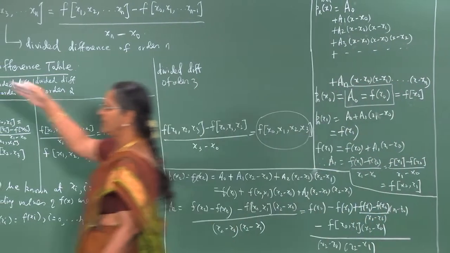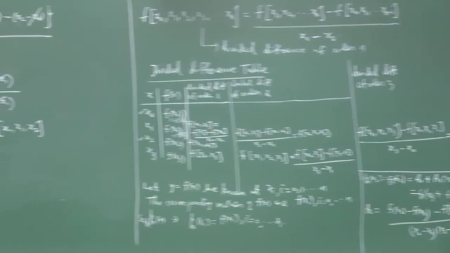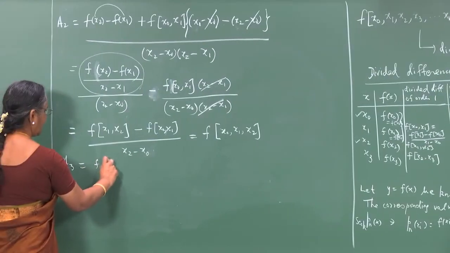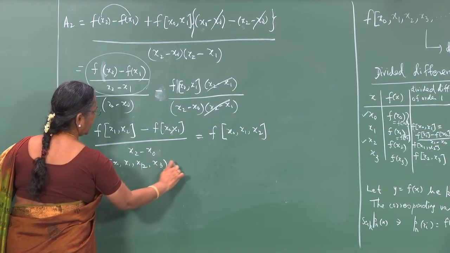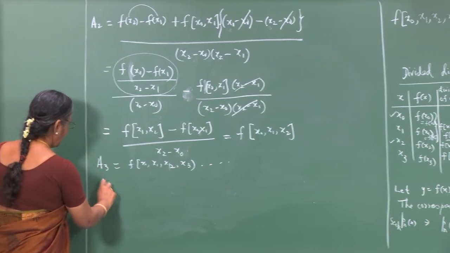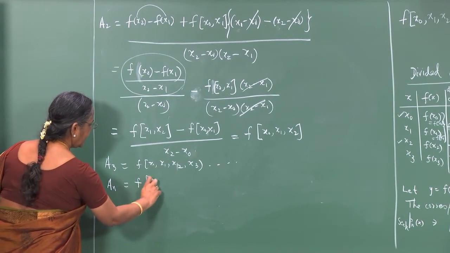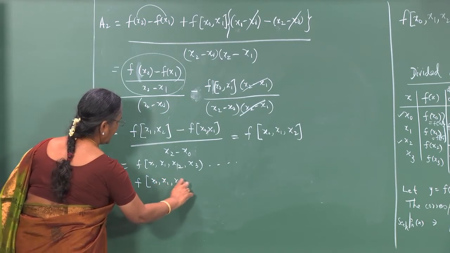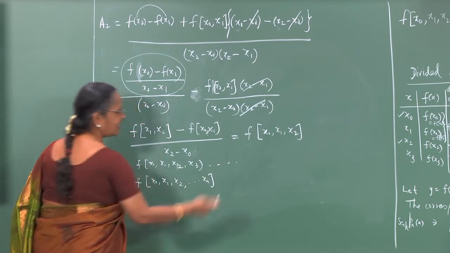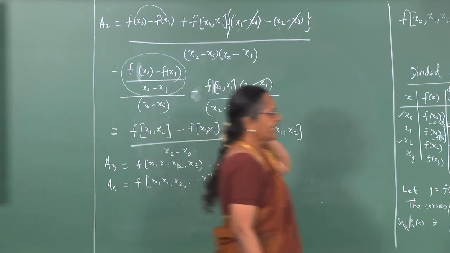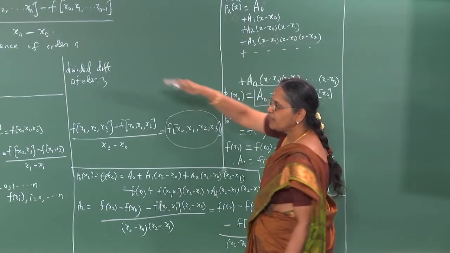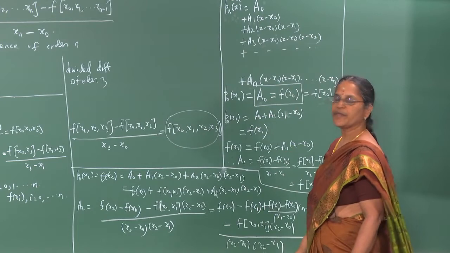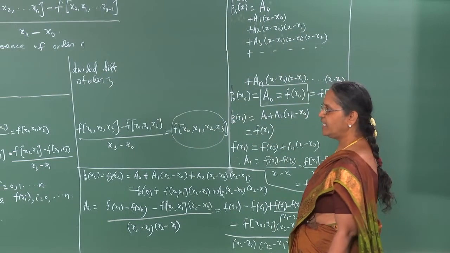So, following in the same way, we can show that A3 will be the third order divided difference f of x0 x1 x2 x3, and if I continue this way, one can show that An is the nth order divided difference f of x0 x1 x2 etc. xn. So, which means that all the constants which appear in our polynomial Pn of x have been computed in terms of the various order divided differences.